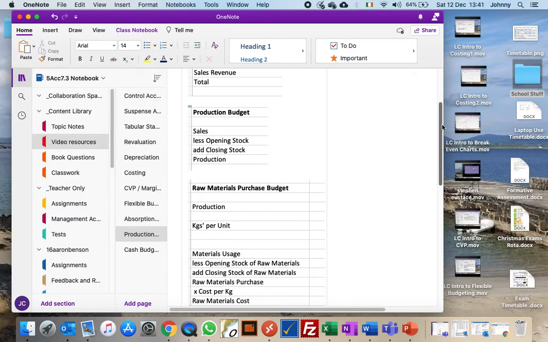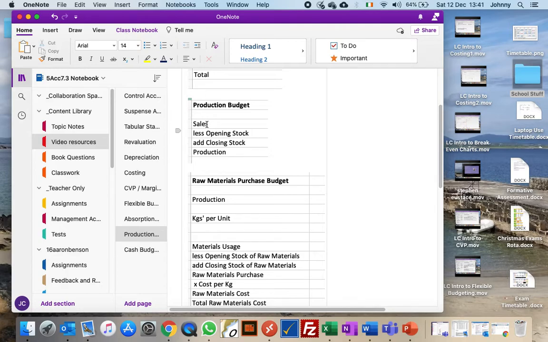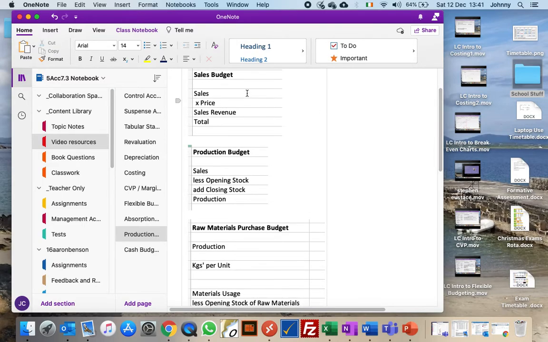So now we move on to the production budget. So the production budget is the amount we want to produce. And this is going to be in units. So how many units are we going to produce? So we need to start off with how many do we think we're going to sell? And we don't need to make our opening stock because we've already made those goods. They're opening stock. So this is goods that we have left over from last year. So we're not going to have to make them. So we're taking them out.